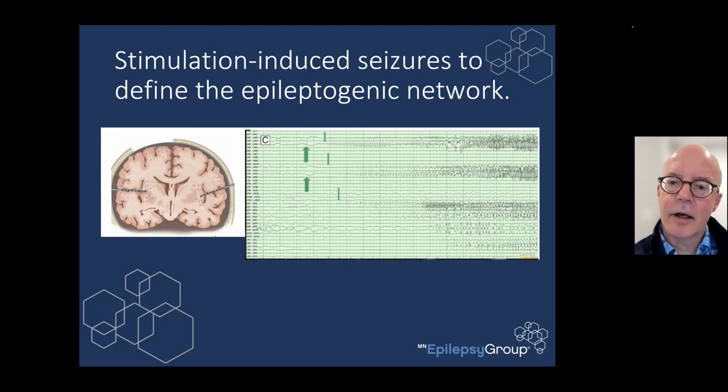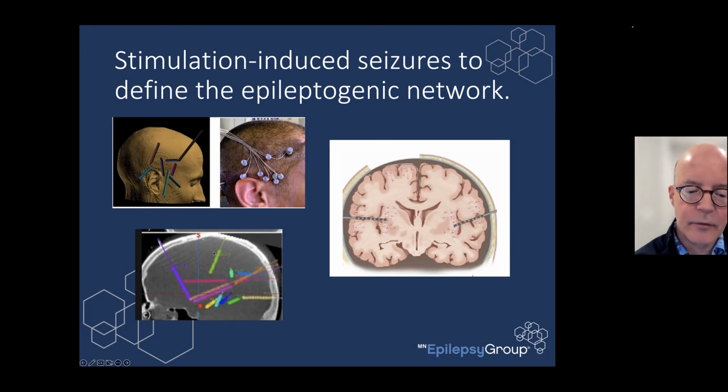Maybe that would be an episode of staring, lip smacking, picking at their clothes, that kind of typical seizure. And if you can get their typical seizure, you can define it very nicely. You can see where it starts, what the spread pattern is, and really study exactly what brain structures are involved with the seizure. That allows you to figure out what the most critical part of the network is for generating seizures.